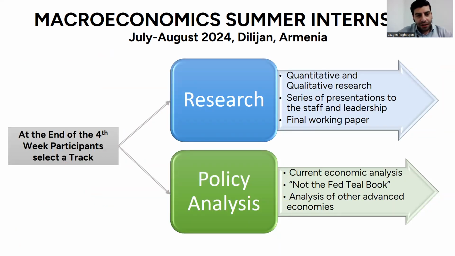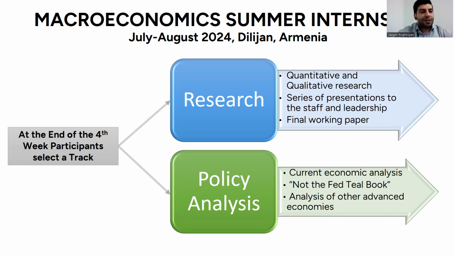And about the second half of the course: after completing the first 4 weeks and having some basic, common knowledge on all this, the students are required to choose a path or a track for the next month. Either they will choose the research path, and they will do some quantitative and qualitative research on a topic they choose from a list of the Central Bank of Armenia's research projects for 2024, concentrating on that particular topic, working either individually or in a group. They will give a series of presentations to the staff and leadership, and finally they will end up with a working paper in this one month.